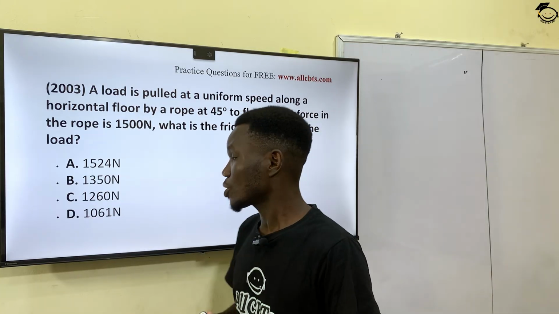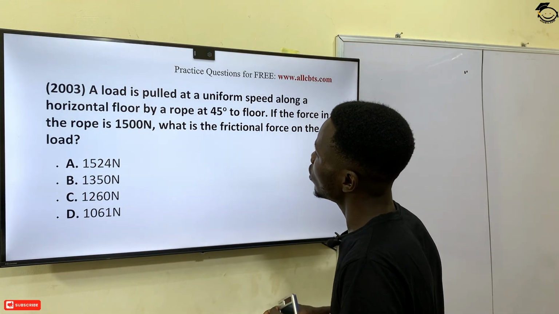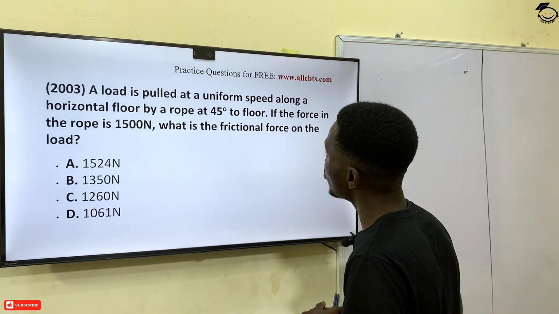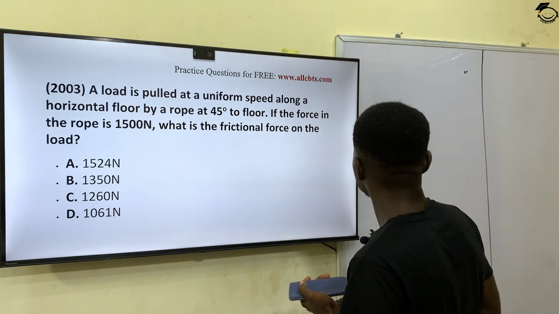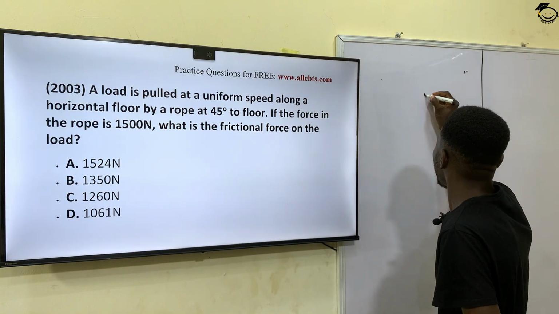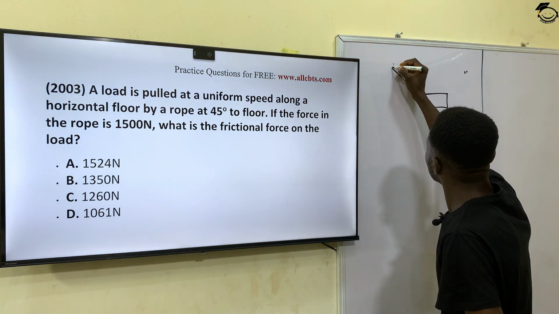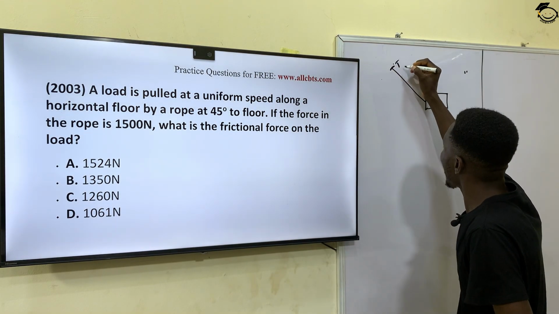That takes us to the next question, and this question is gotten from 2003. It says, a load is pulled at a uniform speed along a horizontal floor by a rope at 45 degrees to the floor. So here, let's say I have a block and it is pulled by a force. The force here is going to be tension. Why? Because I'm having a rope.